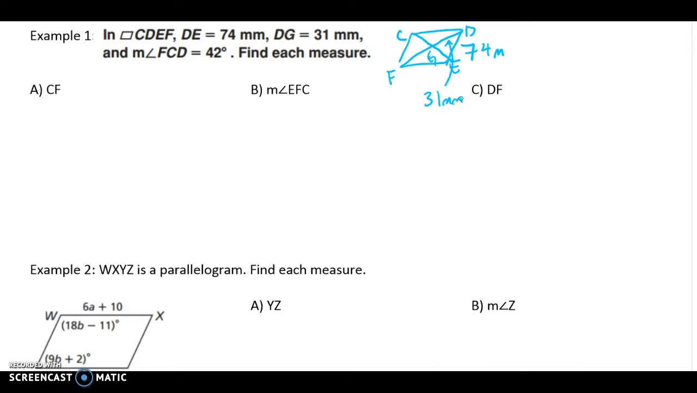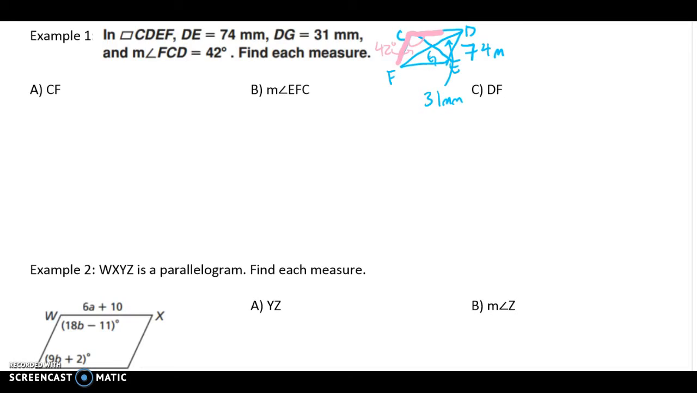Okay, and then we know the angle FCD is 42. And remember, when we're talking about angles, we want to start at F, right? Go to C, and then turn around for D. And that whole pink thing, that's the entire angle. That is 42 degrees. All right, so let's use that information to answer A, B, and C.